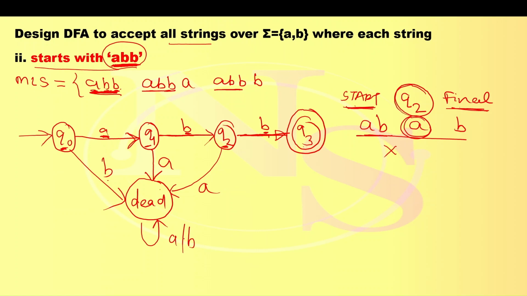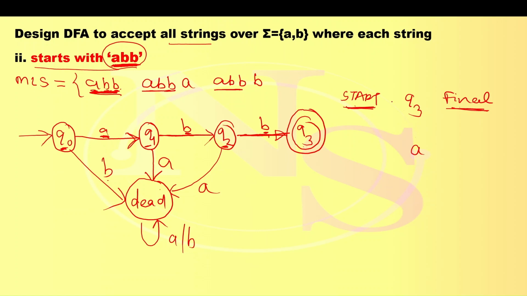Now is this automata deterministic? No, Q3 is still not deterministic. So let's make Q3 deterministic. The method is the same. I want to make Q3 deterministic, so Q3 will be the target state. For which symbol am I trying to find a transition? I am trying to find a transition for symbol A.